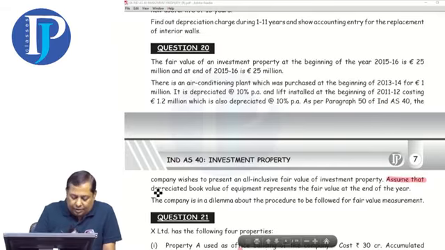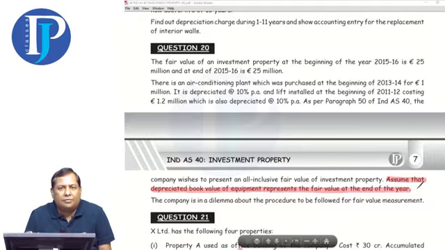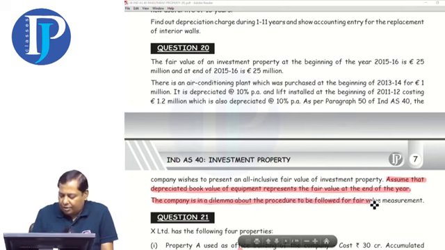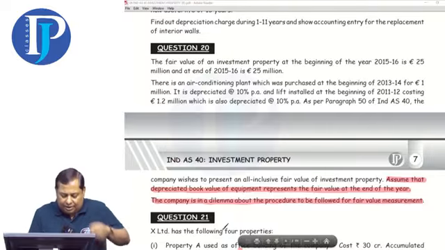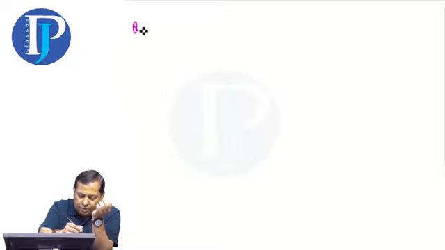Assume that the depreciated value of the equipment represents the fair value at the end of the year. This says that for the lift and AC, the fair value will be the book value after deducting depreciation. Its fair value was not measured separately. The company is in a dilemma about which procedure to follow for the fair value measurement. We will now demonstrate question 20. Solution.